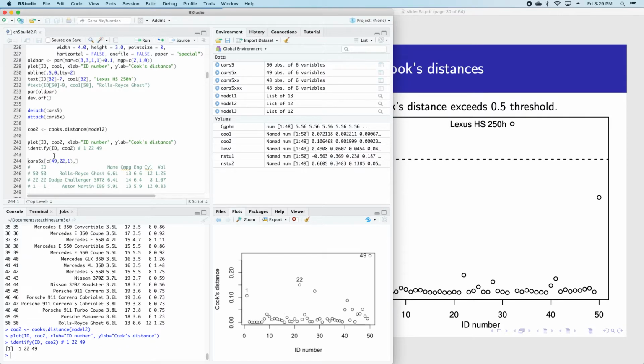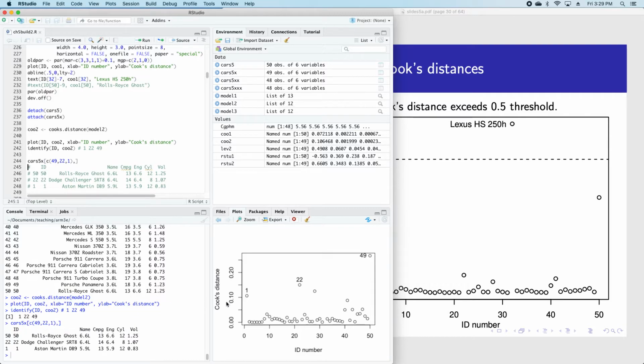So what are those cars? This one up here is the Rolls-Royce Ghost. This one in the middle is the Dodge Challenger. And this one over here is the Aston Martin. So these are the three cars that we identified before when we looked at leverage. When we looked at leverage, though, it was actually the Aston Martin that had the highest leverage. But from Cook's distance point of view, it's the Rolls-Royce Ghost that's most worrisome.